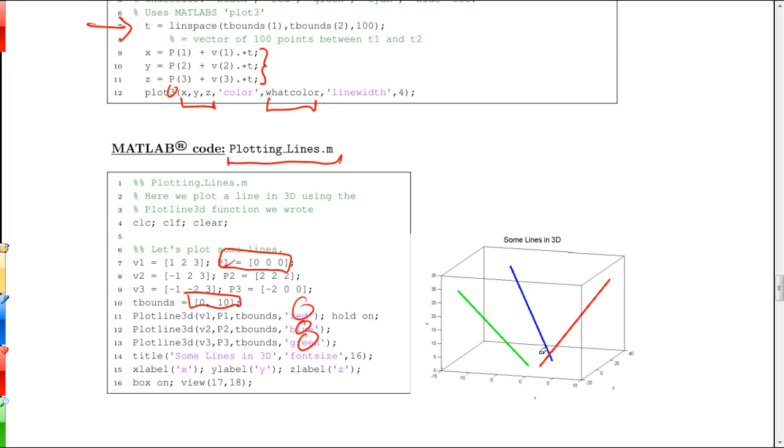So I recommend that you grab those out of the repository, run them, and well, you really can only run this one, and it calls that function file right here. And then you can rotate it around, take a look at what these lines look like in 3D.